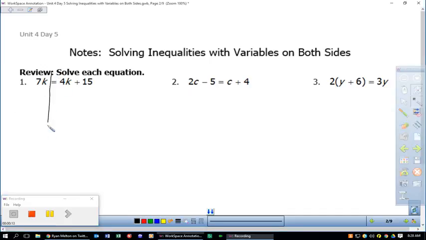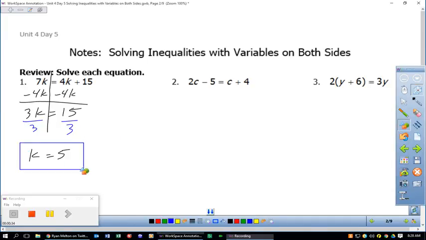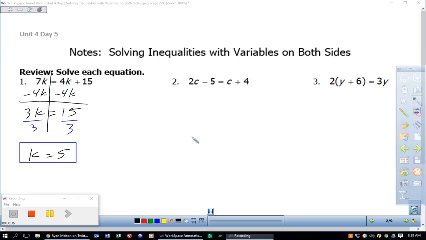Remember, we kind of drew this wall down the middle. We subtract 4k from both sides. 3k equals 15. Divide by 3, and we get k equals 5. Because these are equations, we could actually plug that in and check it. There actually is a way to check inequalities. I don't think I've shown you that yet, but there is a way to check them.